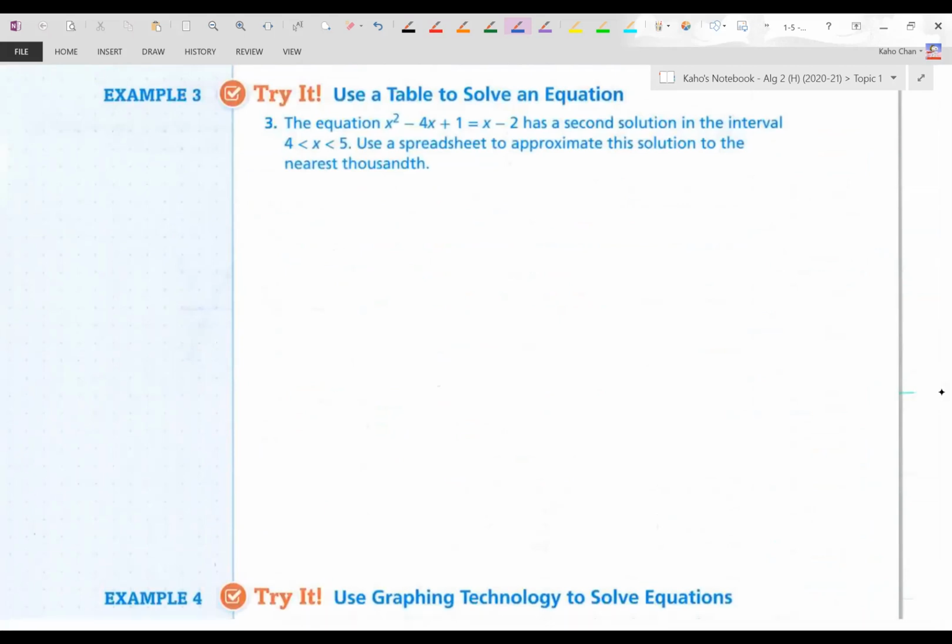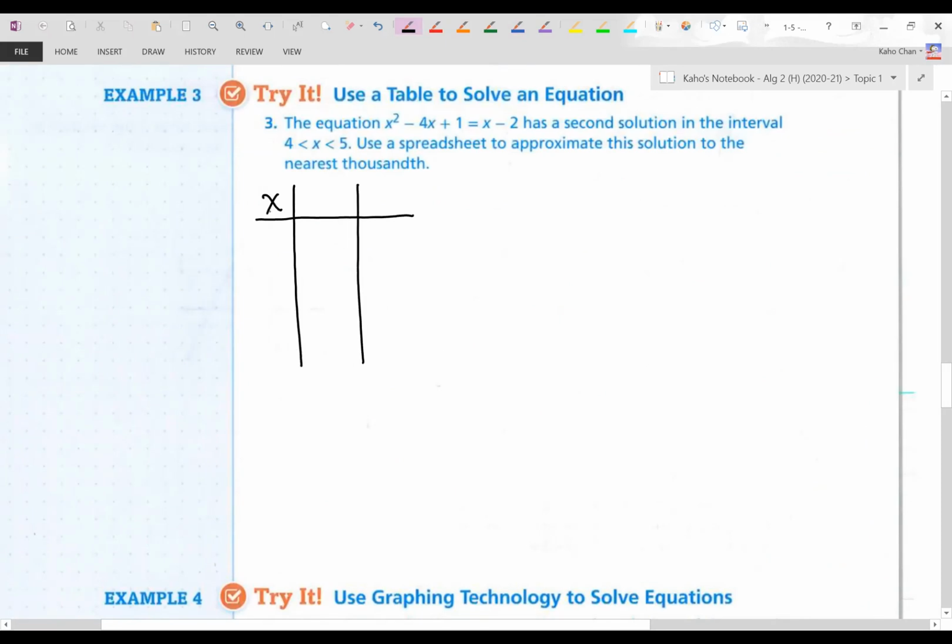Now, they want us to use a spreadsheet. I'm going to create 3 columns here. Pick some x values, and that will help determine the left side, x squared minus 4x plus 1. We'll call that y1. And the right side, x minus 2, happens to be a single line. y1 was a parabola, and y2 is a line.